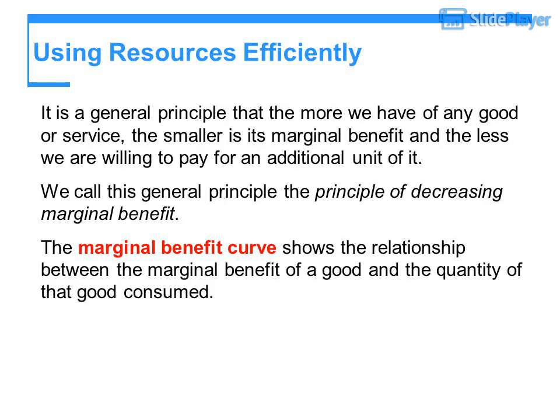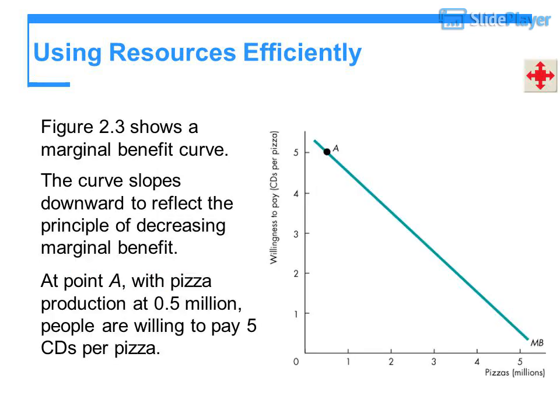It is a general principle that the more we have of any good or service, the smaller is its marginal benefit and the less we are willing to pay for an additional unit of it. We call this general principle the principle of decreasing marginal benefit. The marginal benefit curve shows the relationship between the marginal benefit of a good and the quantity of that good consumed.